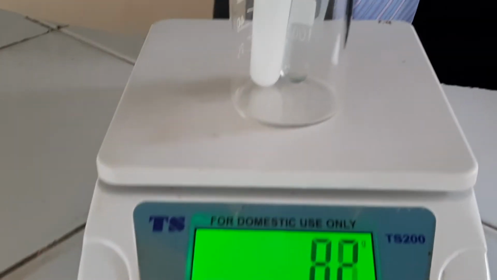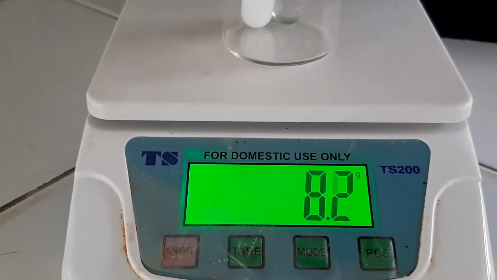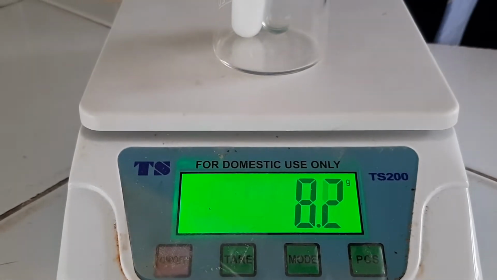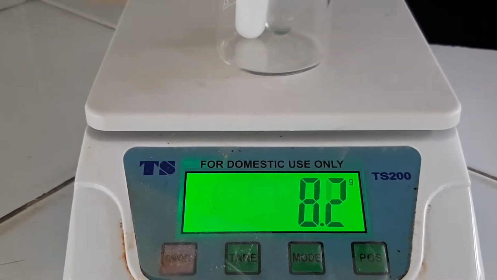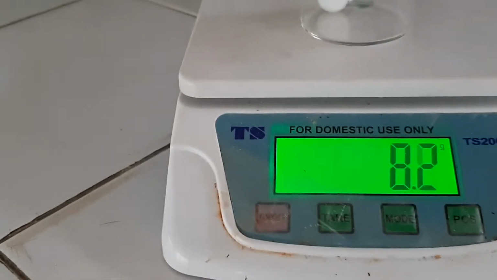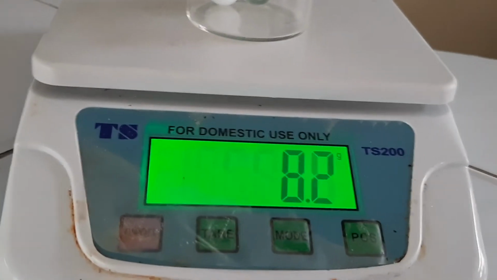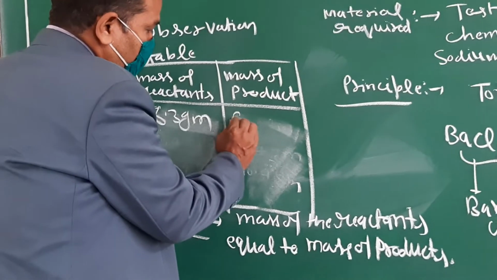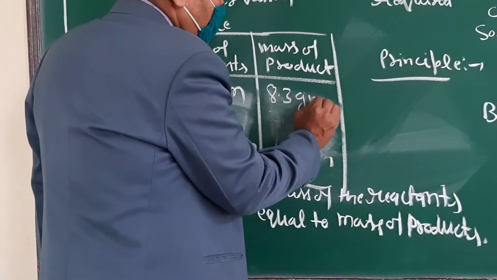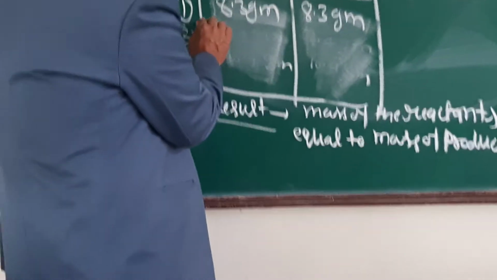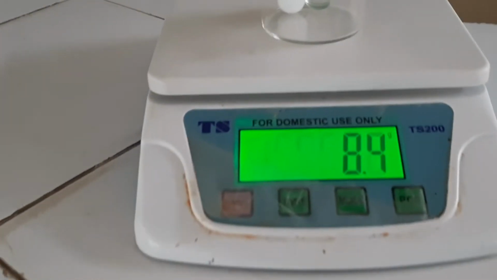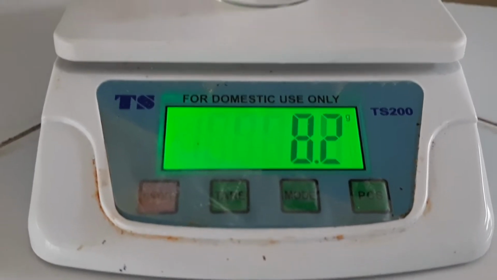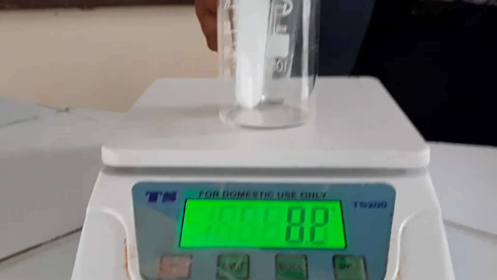Okay, I will take the mass of the product here. All of you see the mass of the product and see what it is. It is about 8.3, because there is some fluctuation here due to air. This is 8.3 gram. Okay, here the mass of the reactants is equal to the mass of the products. We will perform it about 2 or 3 times.